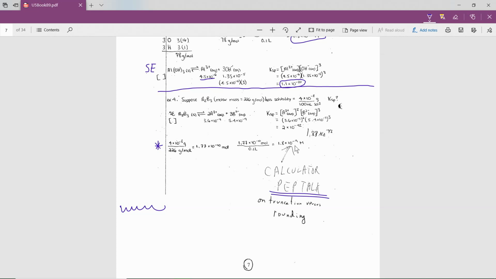So 1.8 by 10 to the minus 9. Now I'm going back here to the solubility equation. So A2B3, 1.8 by 10 to the minus 9. The A3 plus is 2 times that, so it's 3.6 by 10 to the minus 9. The B2 minus is 3 times that, so it's 5.4 by 10 to the minus 9. So my KSP is going to be my A3 plus squared. So 3.6 by 10 to the minus 9 squared times 5.4 by 10 to the minus 9 cubed. And you get 2 by 10 to the minus 42.